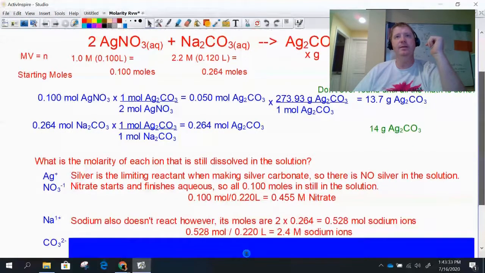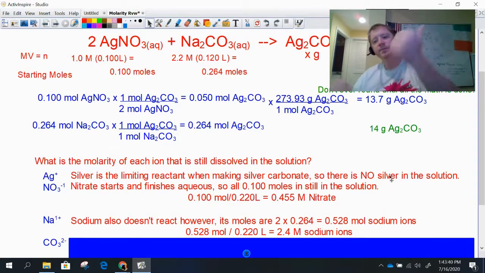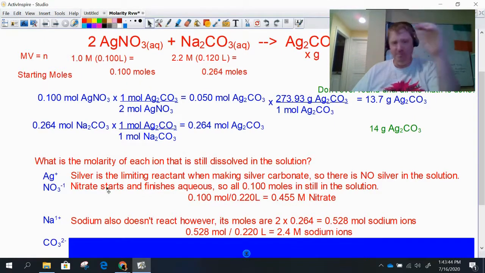So let's kind of scroll down here. Silver is the limiting reactant when making the silver carbonate, so there should be no silver still floating in the solution. The nitrate is easy to work with. It starts dissolved and it finishes dissolved. It's aqueous the entire time. Its molarity does change because there's more volume afterwards. So the 0.1 moles of nitrate is now spread out, so it's a little bit diluted down. It's been diluted, but it hasn't reacted.